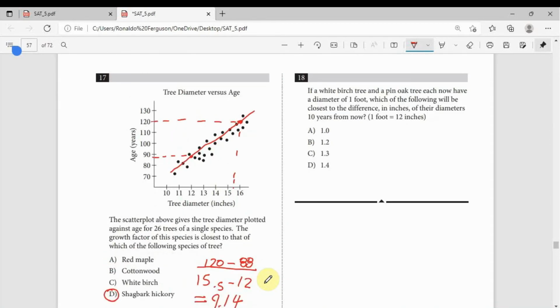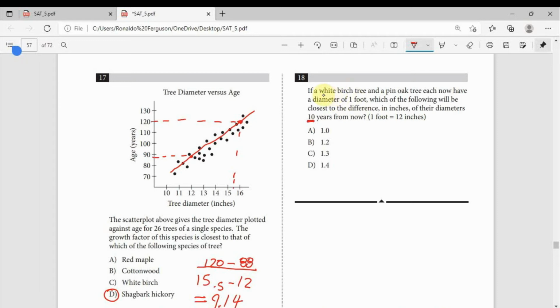Alright, question 18 says, if a white birch tree and a pink oak tree both have a diameter of 1 foot, which of the following is closest to the difference in inches of their diameter 10 years from now? So we need to look at what's going to happen 10 years from now. But first, let's find the age right now, because before we can work out anything about their diameters 10 years from now, we need to find out their current age.